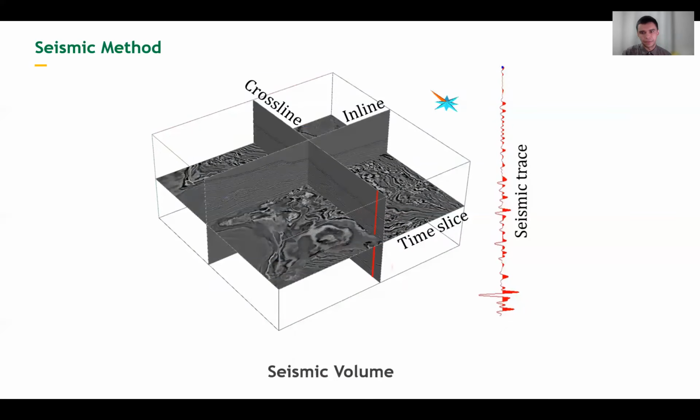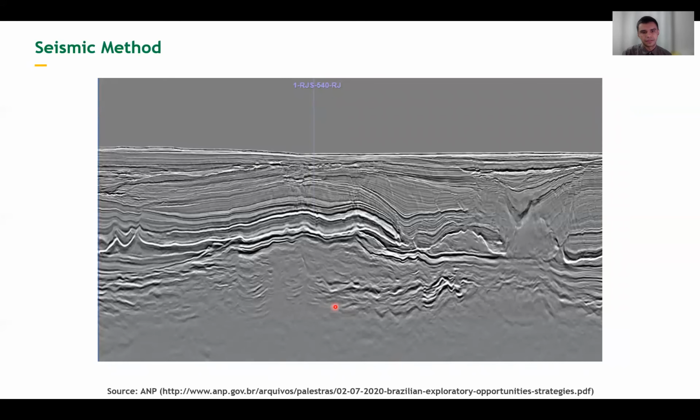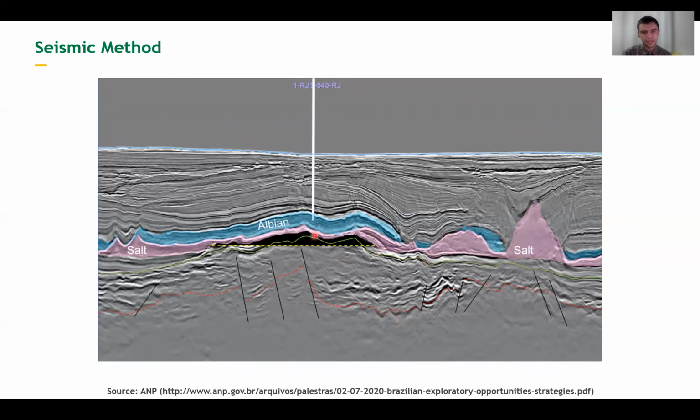Here is the final result of a seismic acquisition. After processing, we have the seismic data. This is a real inline from Santos Basin, Brazil. Source is the National Petroleum Agency, ANP, from Brazil. Here, the same section interpreted. You can see that you can identify the oil reservoir and decide whether to put a well or not, the best position, the volume, etc.